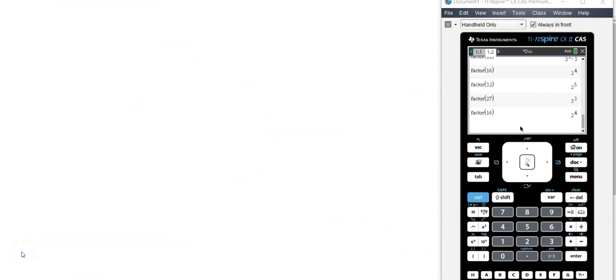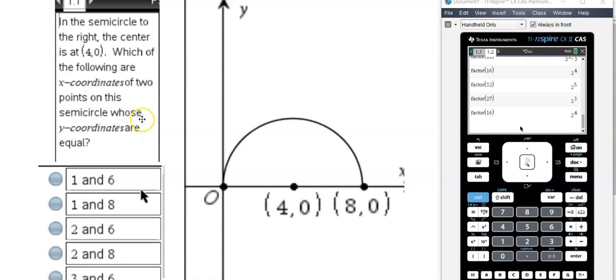We have time for the PSAT. Go ahead and stop it, try this one. Semicircle to the right, centered at 4, 0. I see that, which defines x coordinates whose y coordinates are equal. If you kind of just chart this out, this is 2, this is 1 approximately, this is 3, this is about 6, 5, 7, and 8 there.